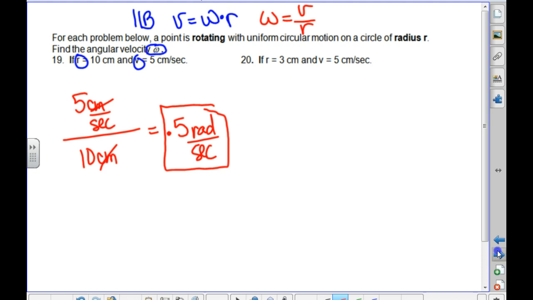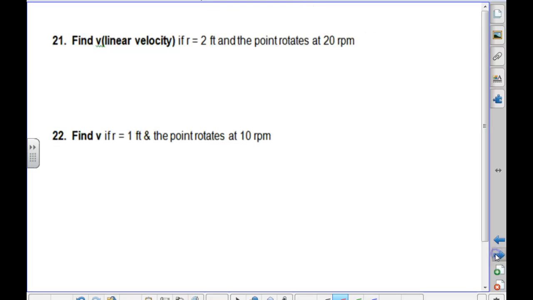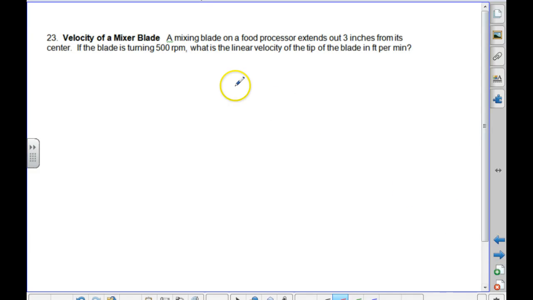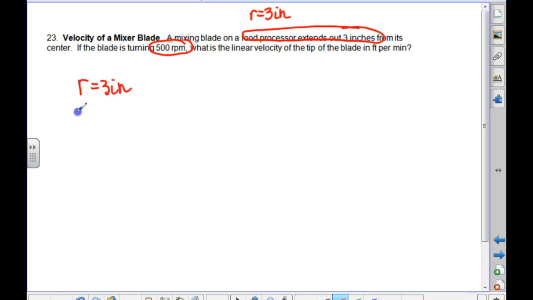What other one can I help with? 23. 23 says a mixing blade on a food processor extends out 3 inches from the center. If the blade is rotating 500 revolutions per minute, what is the linear velocity of the tip of the blade in feet per minute? What does this mean, extends out 3 inches from its center? That's radius. Okay, so I have a radius equals 3 inches, and I have some kind of a speed as 500 revolutions per minute.